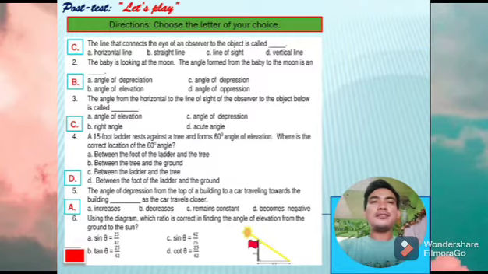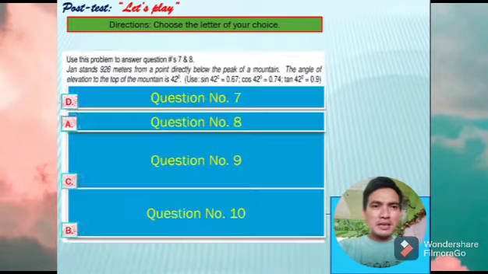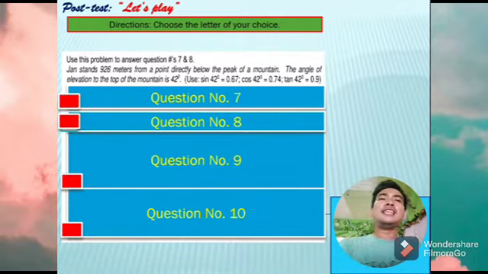And the correct answer is, we have tangent theta is equal to 25 over 42. So that was very small. Okay, it's okay. Can you see it well? Alright, let's proceed to number 7. Use this problem to answer questions number 7 to 8.